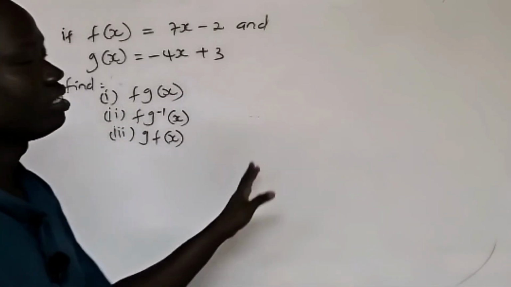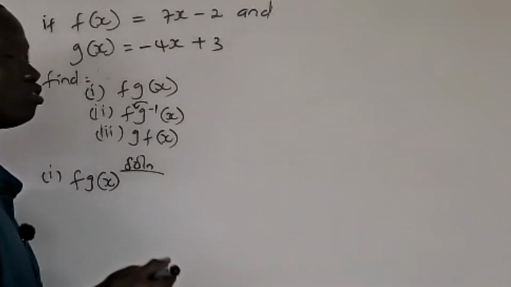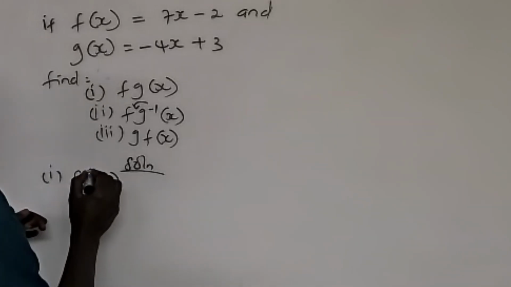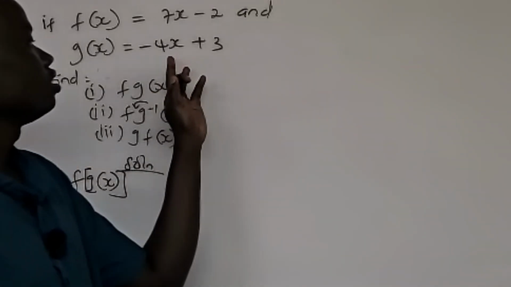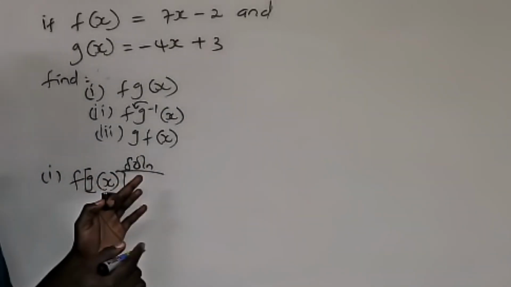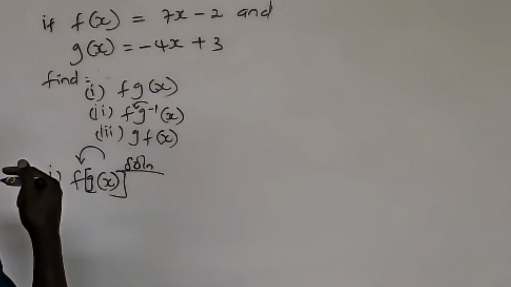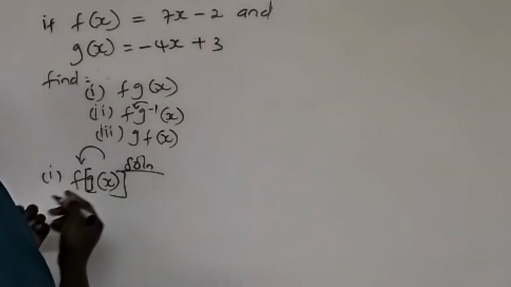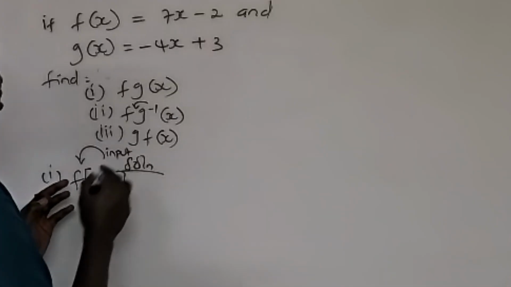So this one here is a composite function. When we are solving a composite function, we first deal with the rightmost one. Here the rightmost one is g of x, and g of x is minus 4x plus 3. So this is going to be the input in the next function, the function f.